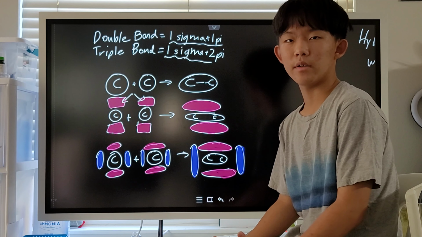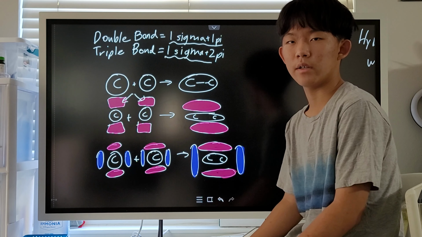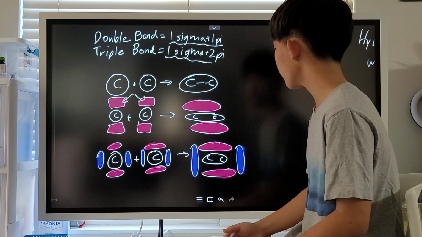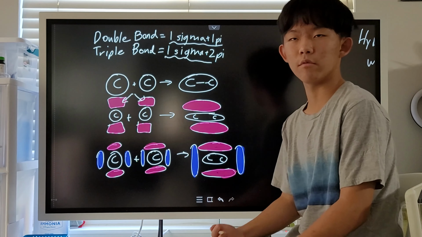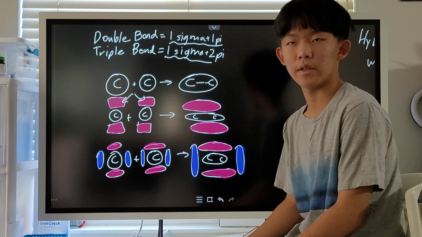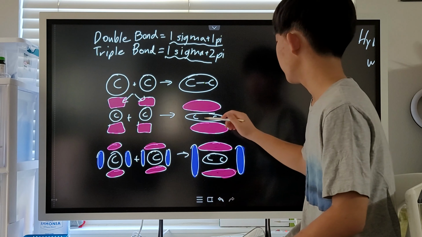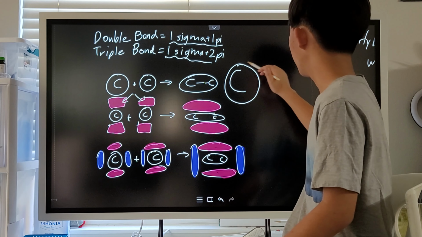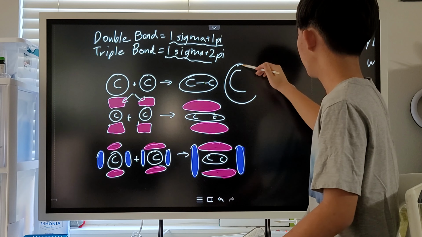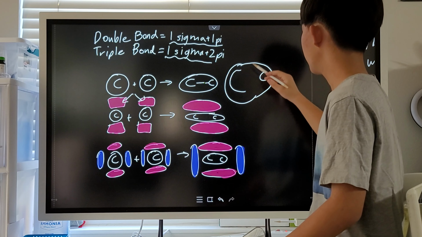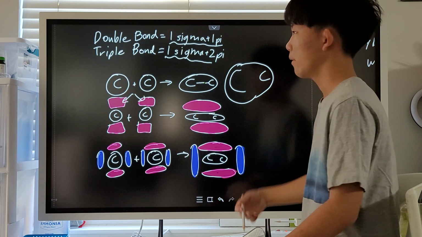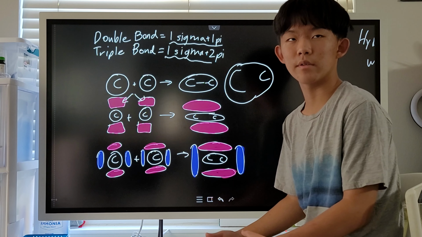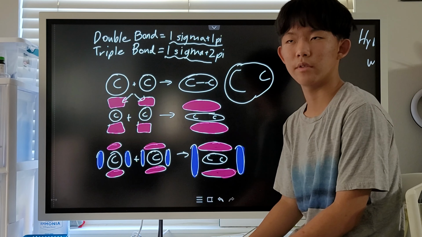Now the pi bond is structured in such a way that it does not interfere with the sigma bond, as you can see here. And there can only be one sigma bond in a covalent bond, because if there was more than one, I can't actually see how they're supposed to bond together. There's only one s orbital, so there's no way two sigma bonds can occur at once between two of the same atoms.